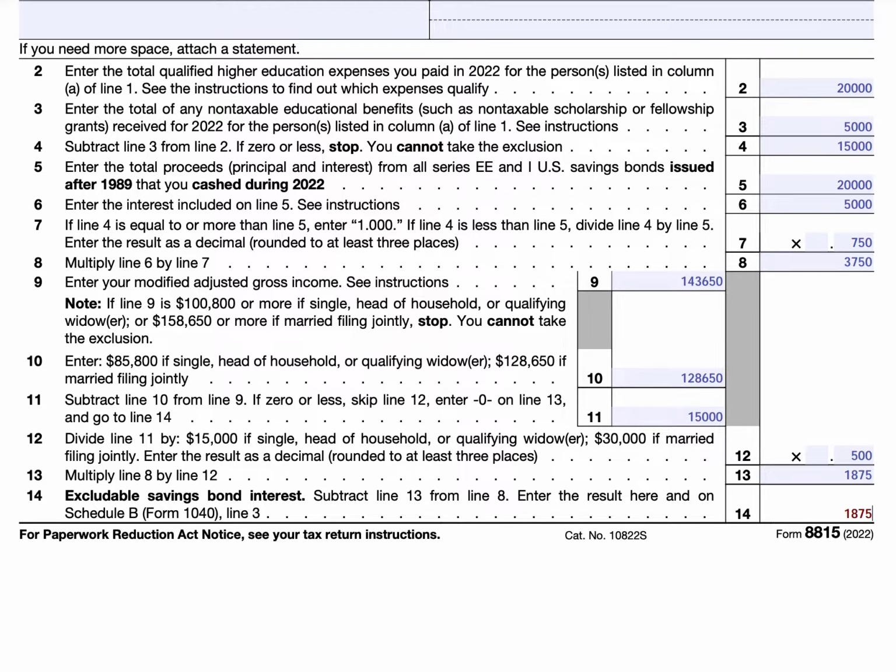That's the amount of excludable savings bond interest. You would enter this not only on Form 8815, but also on Schedule B in line 3. So that's the amount of savings bond interest that you would report on your tax return, but exclude from taxable income, specifically for qualified higher education expenses.